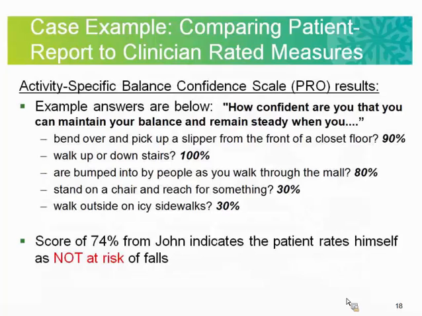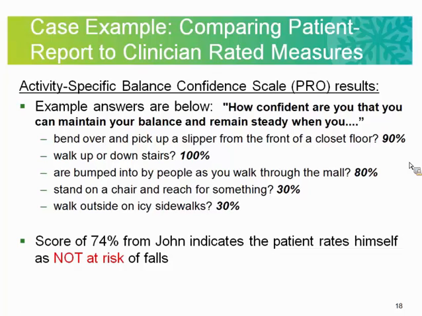Okay, so you can see from this video, even though it's a very short clip, that John was experiencing some issues and that, in fact, he wasn't able to perform that activity from a clinical rating. But now let's look at what his self-report is on the ABC scale. One of the first questions we ask John is how confident he is in bending over and picking up a slipper from the floor. And we see here that John rated his self-confidence at 90%.